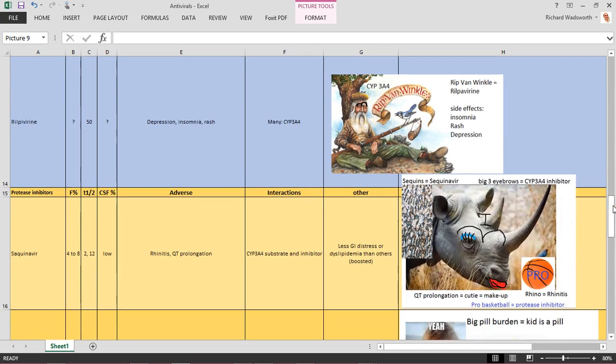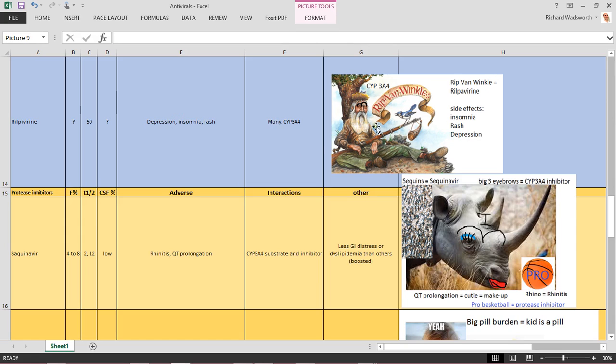Next, Rilpivirine. And when I saw RPV, I thought Rip Van Winkle. So here's Rip Van Winkle, and it actually fits in pretty well. We don't know what the bioavailability is. We don't know what the half-life is. Well, excuse me, we do. Half-life is 50 hours. So he looks like he's about 50, right? Maybe not. And the CSF, we don't know.